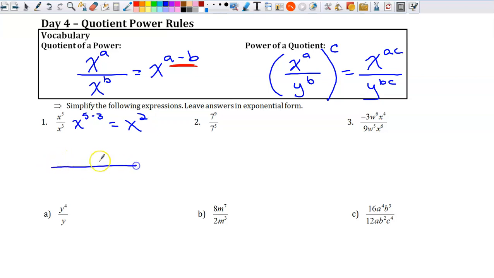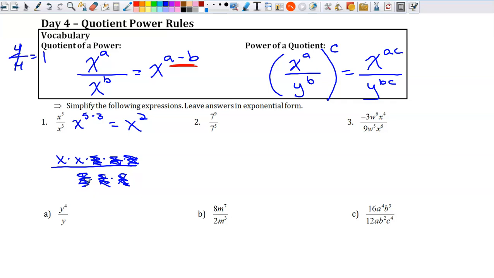X to the 5th just means x times x times x times x times x. Might have said one too many, sorry. But there's 5 of them up there, all connected with multiplication. And then down here, x to the 3rd means x times x times x. Well, just like any other division problem, if you have 4 over 4, don't those cancel and create 1? We're going to do the same thing with x's and y's and a's and b's. You've got an x on top, you've got an x on bottom, they cancel each other out. This happens three times.